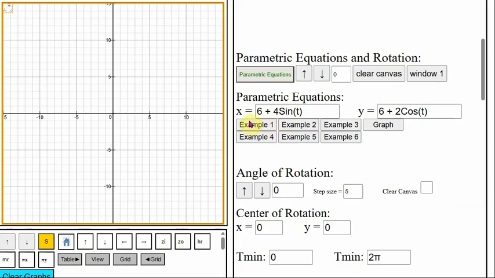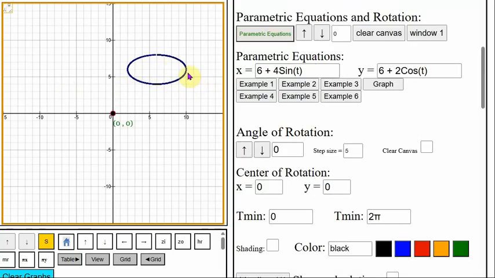So here's an example. Here I have x is equal to 6 plus 4 sine of t, and y equal to 6 plus 2 cosine of t. And then here's the graph. And internally, I used JavaScript to generate the points x, y for this graph.